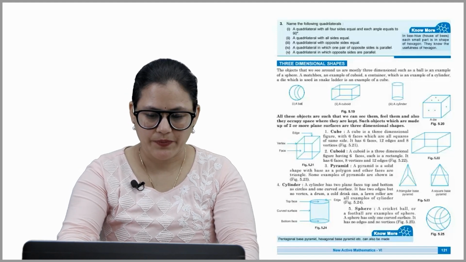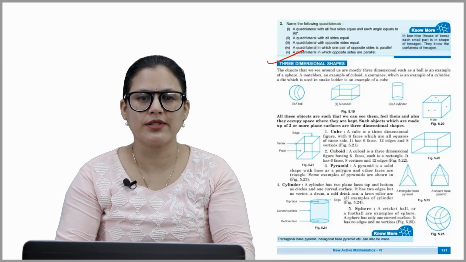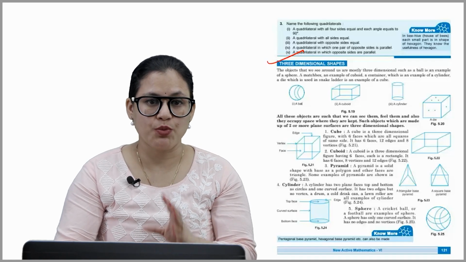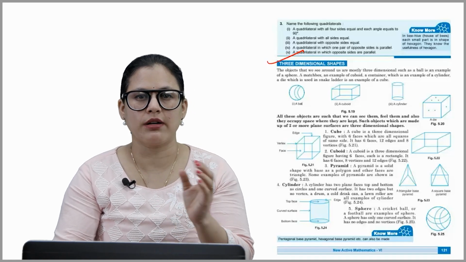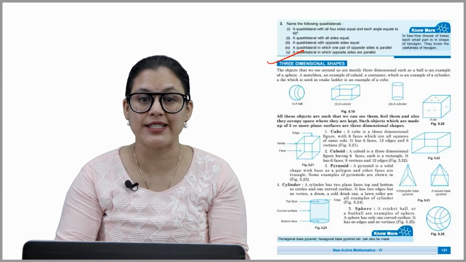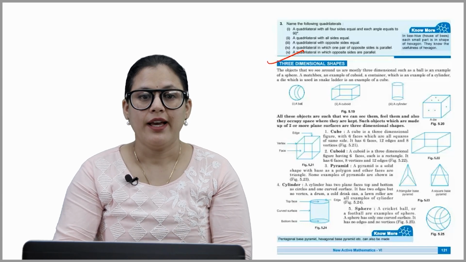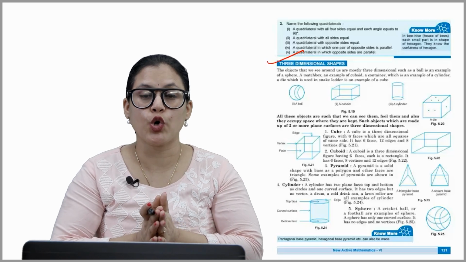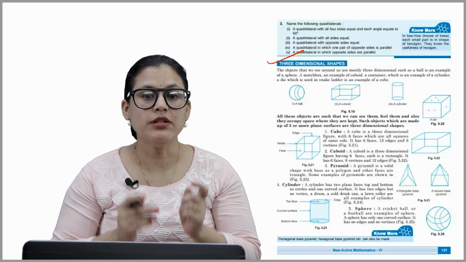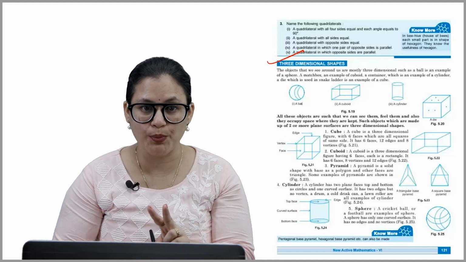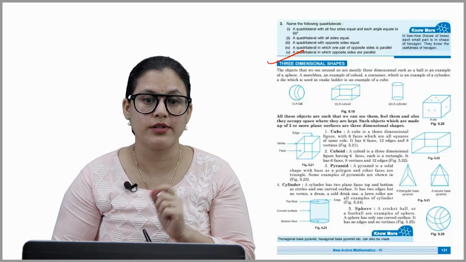3-dimensional shapes. The objects that we see around us are mostly 3-dimensional, such as a ball, which is an example of a sphere, a matchbox, an example of a cuboid, a container, which is an example of a cylinder, a die, which is used in snakes and ladders, an example of a cube. All these objects are such that we can see them, feel them, and they also occupy space where they are kept. Such objects which are made up of 2 or more plane surfaces are 3-dimensional shapes.